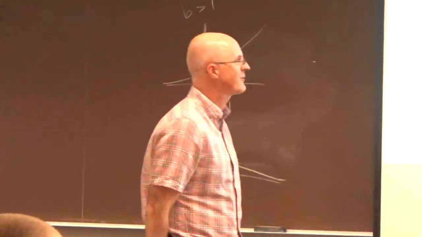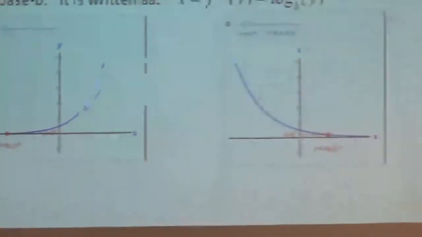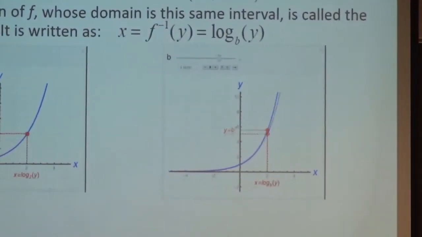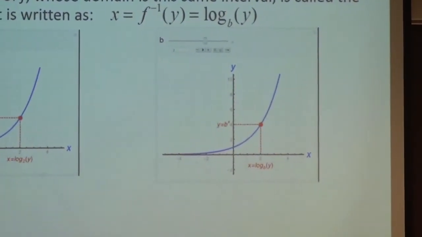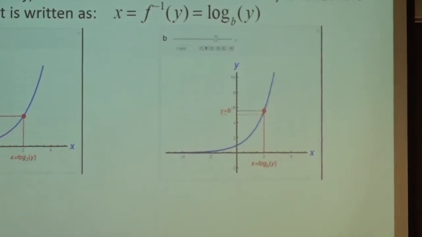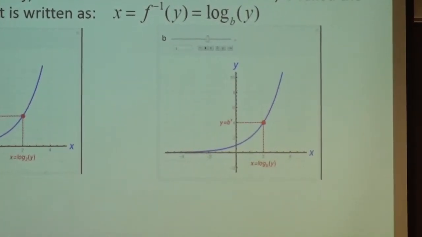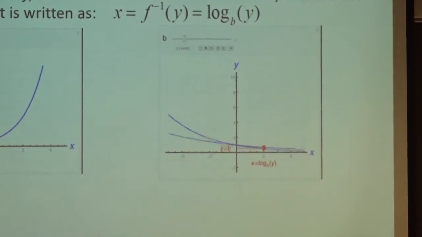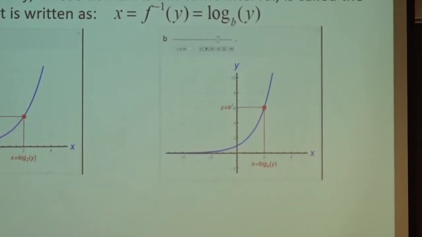Here's a picture for a fixed b. Well, okay. What's changing here? I guess b is changing in the second picture here. And the point is that you can get a one-to-one graph, no matter what b is as long as it's not equal to 1.